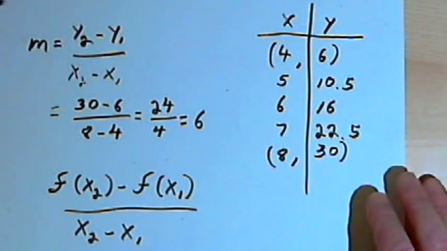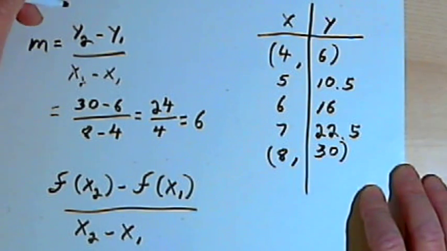Okay? And that's basically it. Average rate of change is as simple as figuring out the slope of a line. It's just sometimes the terminology gets confusing for people.